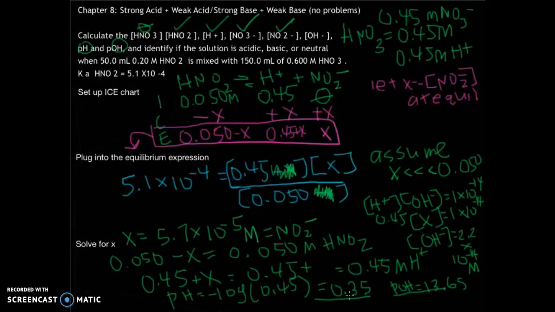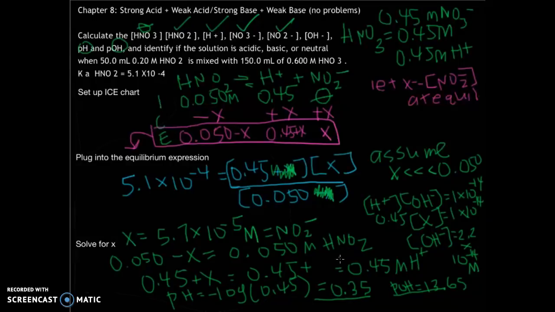So the question is, is the solution acidic, basic, or neutral? Well, the pH is 0.35. That is a very, very acidic pH, which should make sense because the nitric acid is an acid, and the nitrous acid is an acid, and all you have in there is acid. So it should make sense that your pH is in the acidic range.